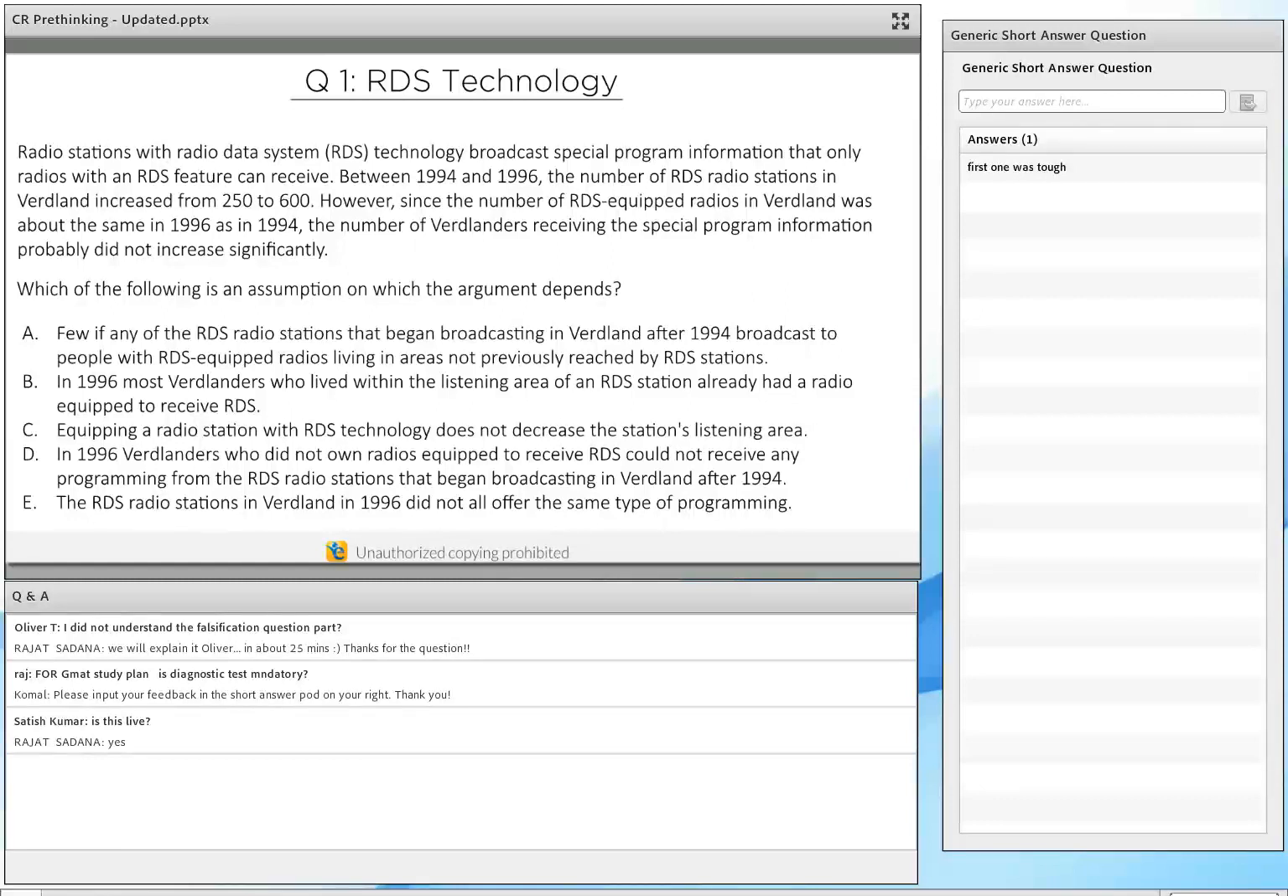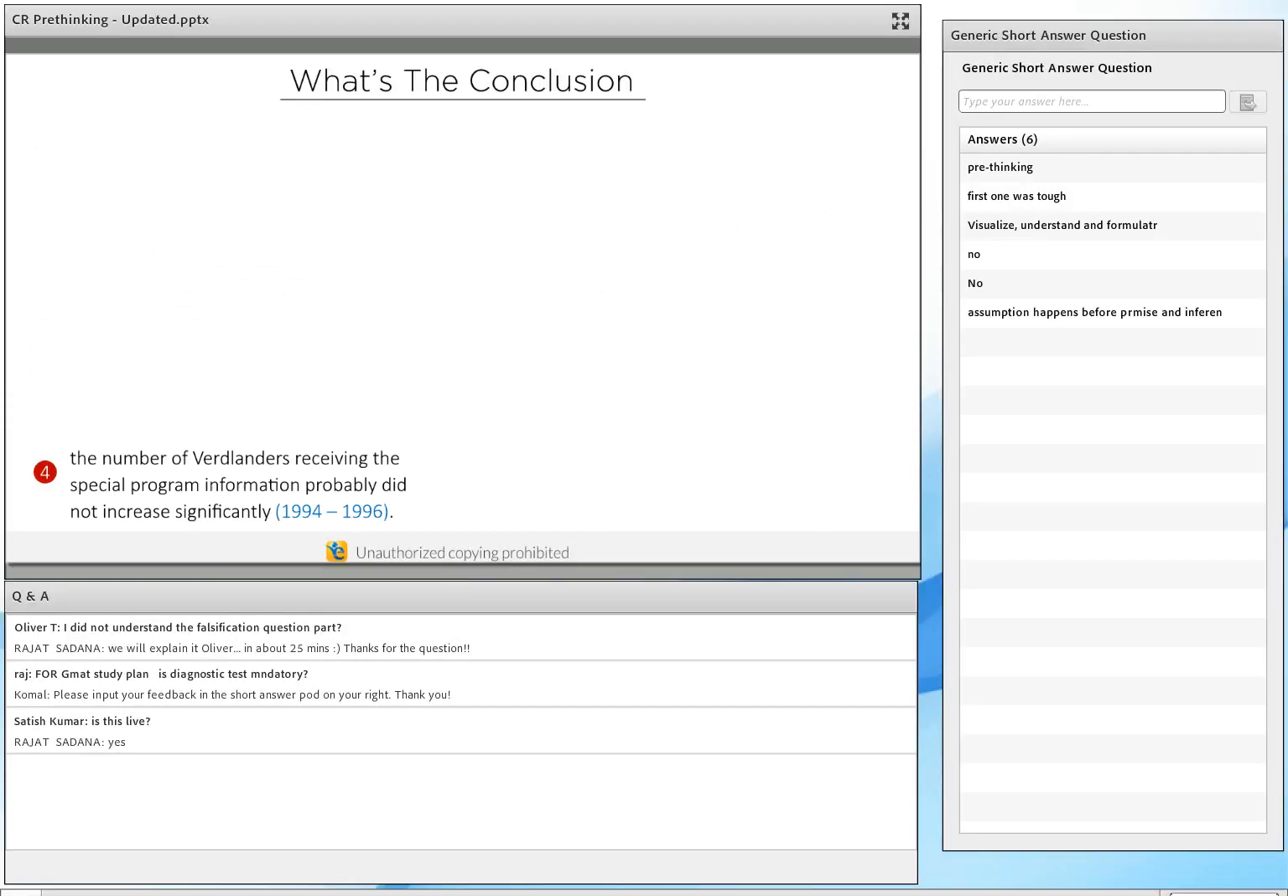The first one was to visualize the conclusion. The second one was to understand the logic of the argument, and the third one was to formulate the falsification question, which is the pre-thinking method. Visualize, understand, formulate. And this question, if you do all three of them right, because it tests you to the extreme on each of those three skills, you're going to find that answering this question becomes really easy. And I'm going to do this for you, and once I do, you're going to tell me what the answer is. Okay, so let's move forward.